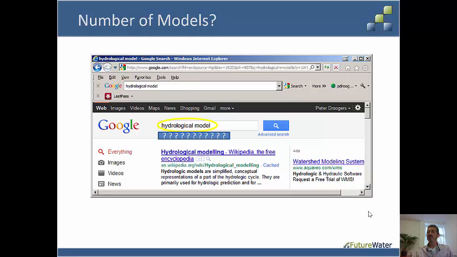And the main question is, of course, how many do you get? And I put here these question marks below the words hydrological model. And if you look further, if you type in hydrological model, you will get more than 3 million results. So that means you're a little bit stuck because there are so many models, so which model is the best?